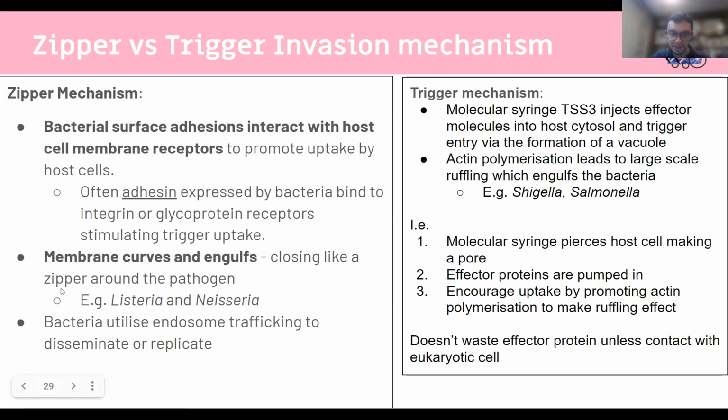It really doesn't look like it, but these people say it looks like it, so it looks like it. Examples are Listeria and Neisseria. Then there's an endosome, which is formed in the cell, which allows trafficking, proliferation, or dissemination. So the endosome is just what the bacteria exists in within that cell while it proliferates until it eventually disseminates.